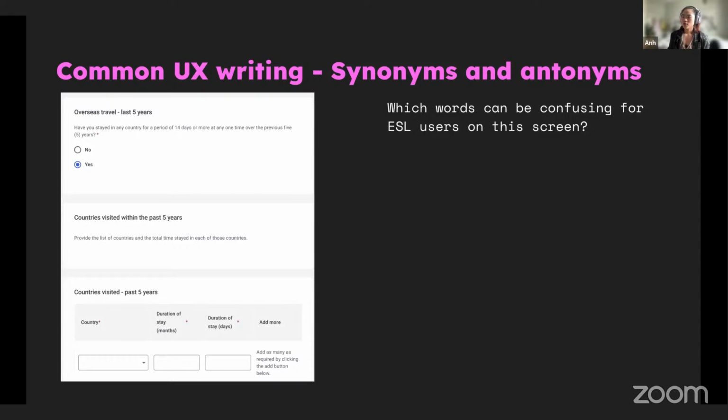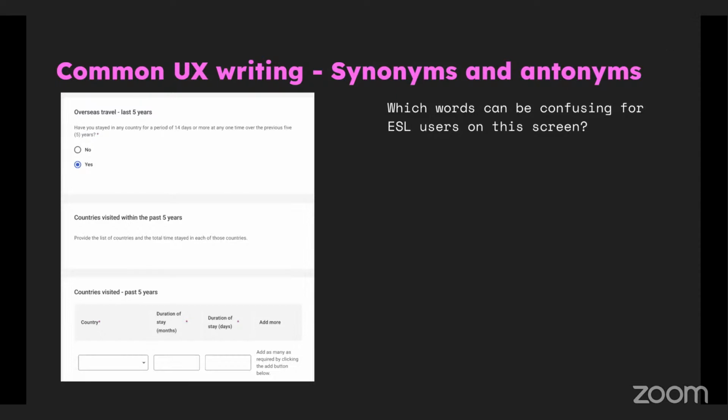So, putting in the chat, which word do you think can be confusing for ESL users on this screen? And hopefully Eric and Ted can help me monitor the chat and read out some of the participants' thoughts and what they think about it.